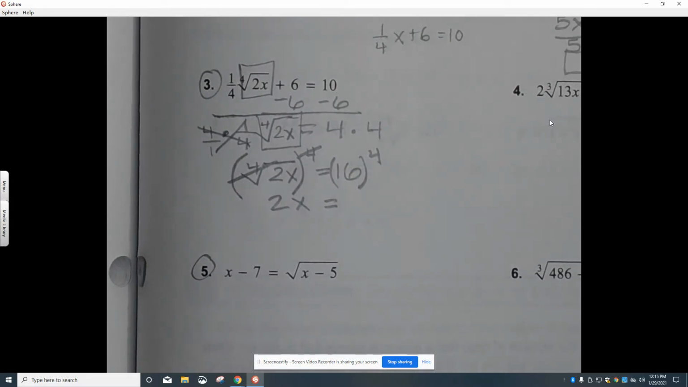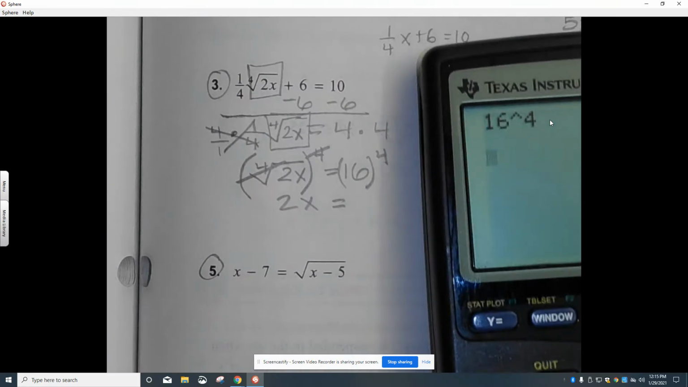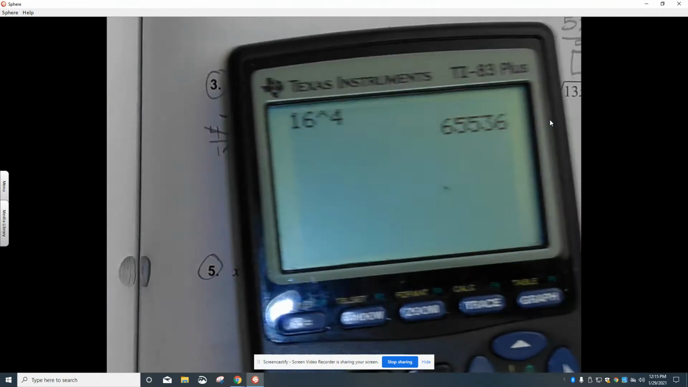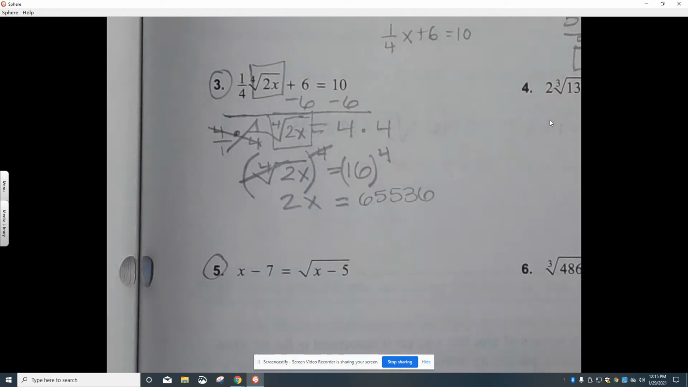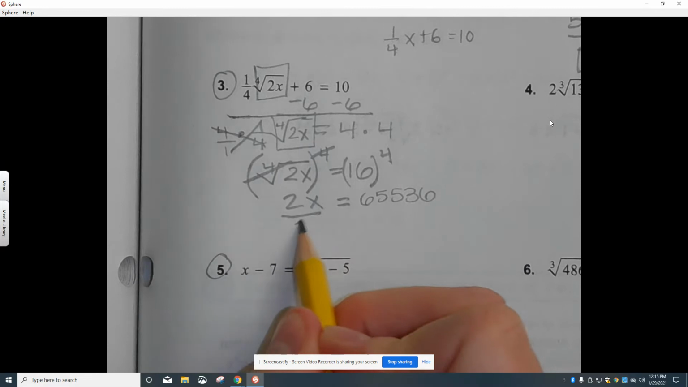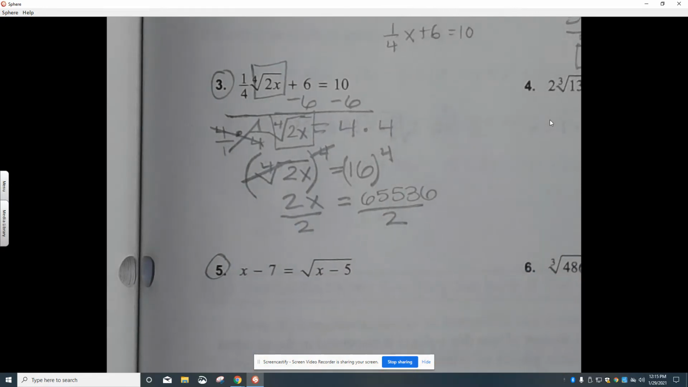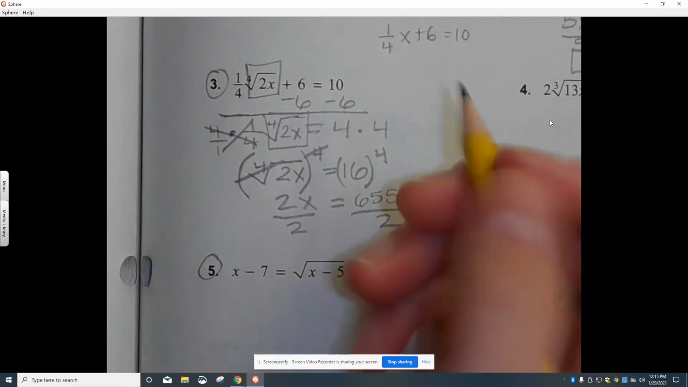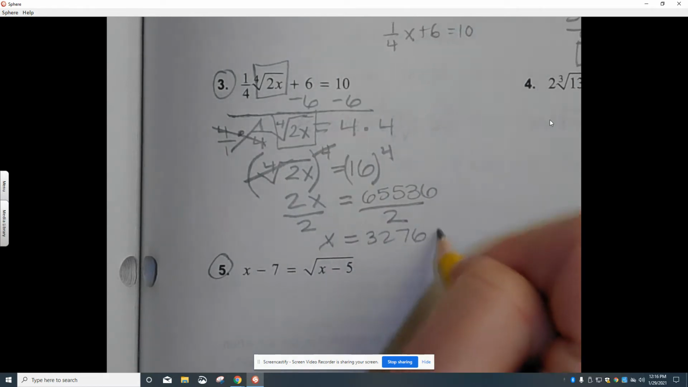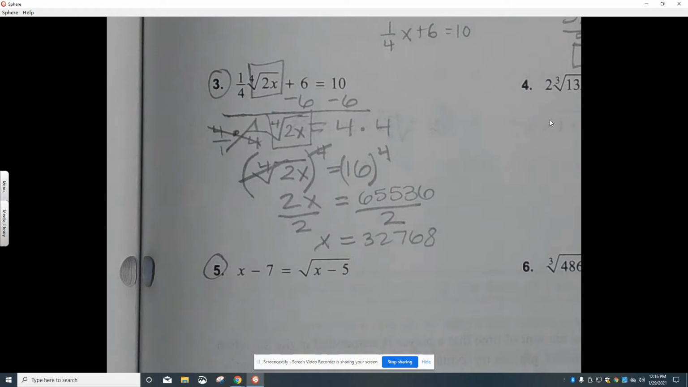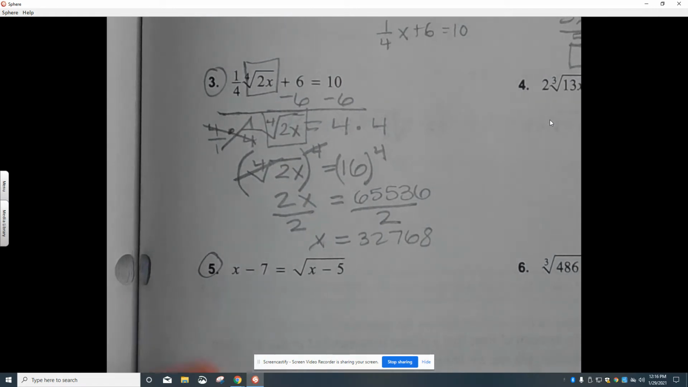So 16 to the 4th power, and then again, use that caret button so you can type it in, is 65,536. And then last step to find x is divide by 2. Divide by 2. So we end up with 32,768. But we don't know if this is the right answer yet. We have to check it and make sure it's not an extraneous solution.